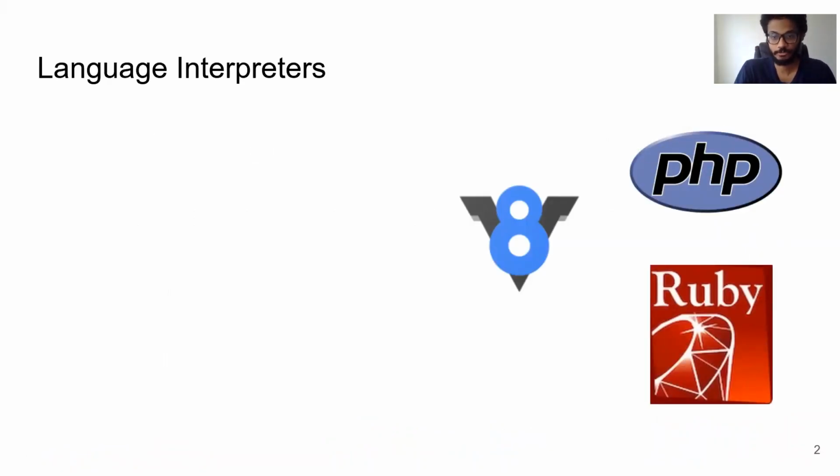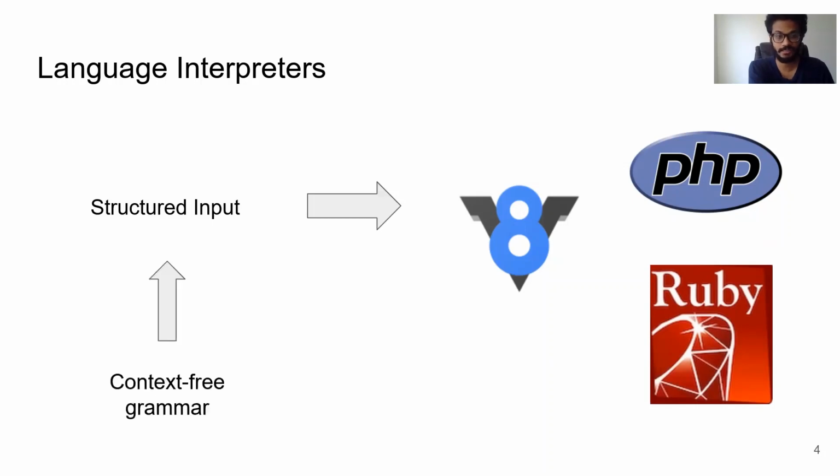Interpreted languages such as PHP, Ruby, and JavaScript form the backbone of our web ecosystem. As such, securing the interpreters for these languages is an important task. Language interpreters generally take in structured input, and the structure itself is defined in the form of a context-free grammar.